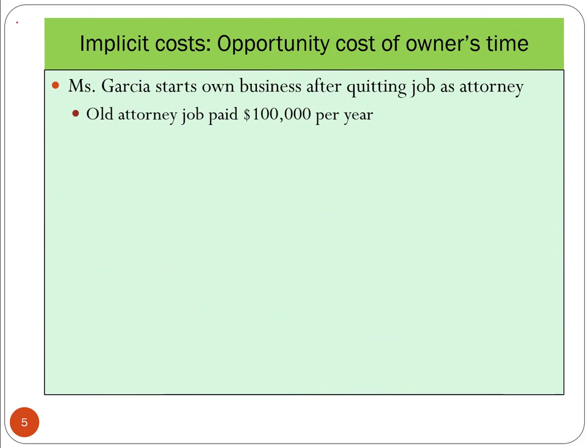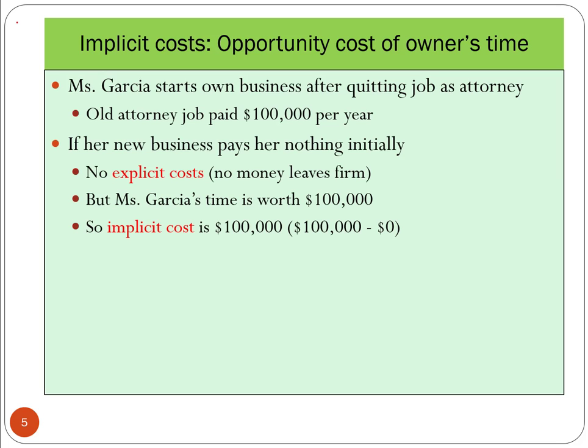So let's imagine an example. We've got Miss Garcia. She starts her own business. She's quit a job as an attorney. She was working for another firm, and now she's started her own law business. Her old attorney job paid her $100,000 per year. Now, initially, she doesn't pay herself any money because she needs to bring in clients at first. So her new business doesn't pay her anything initially. So there are no explicit costs here. There's no money going out from the business to her. From the firm's viewpoint, there are no explicit costs. No money is leaving the firm.